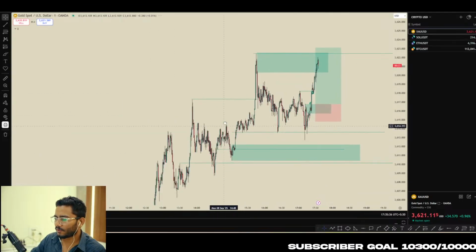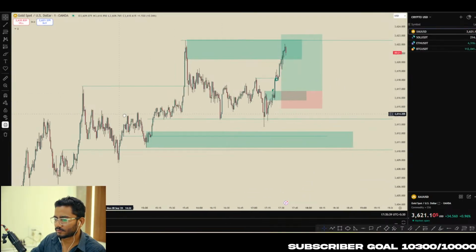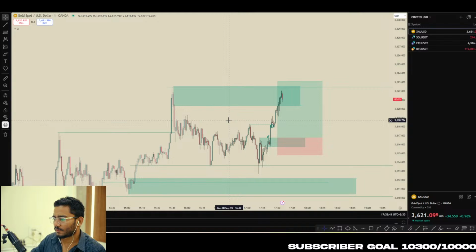We can trade this breakout also after this high. Let's see.